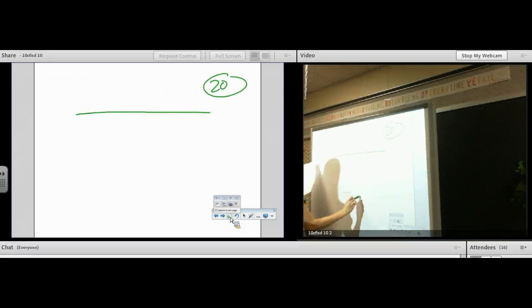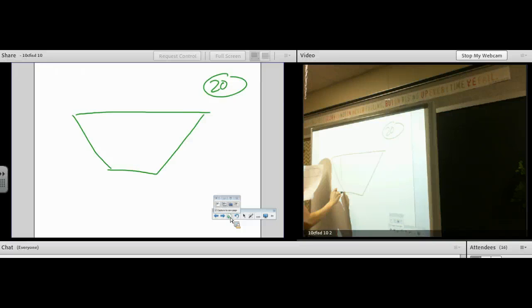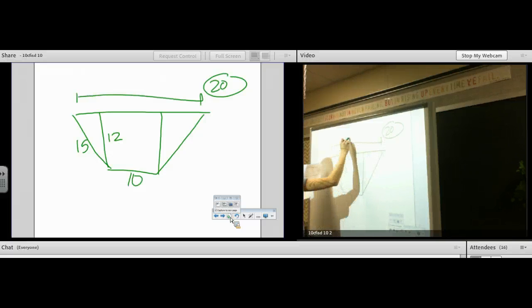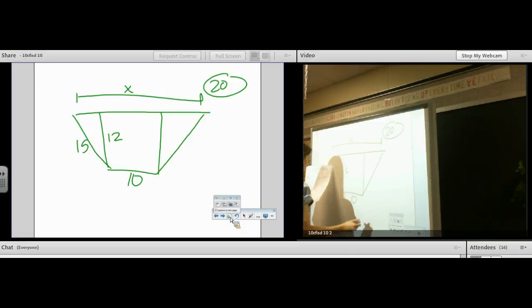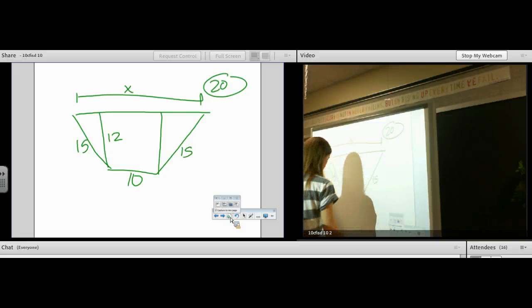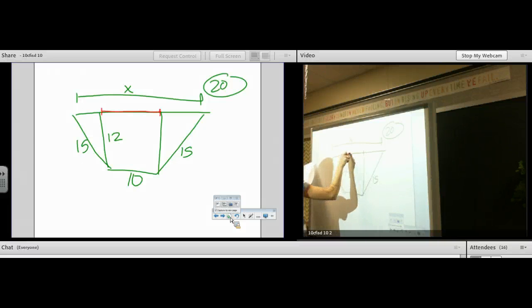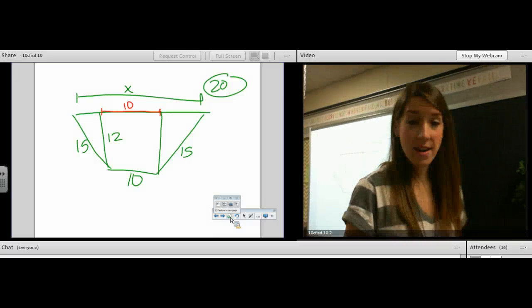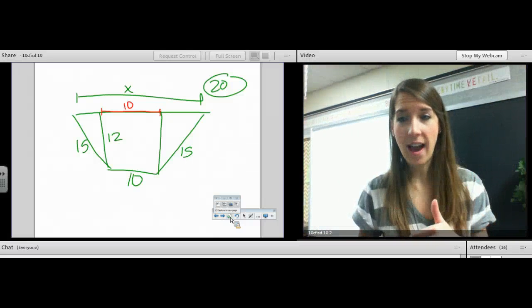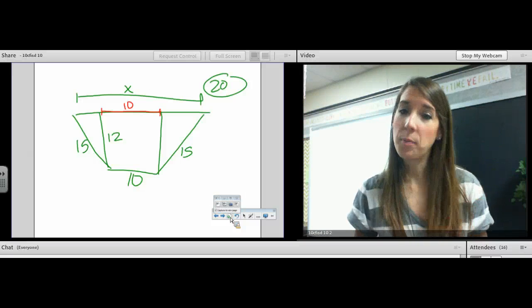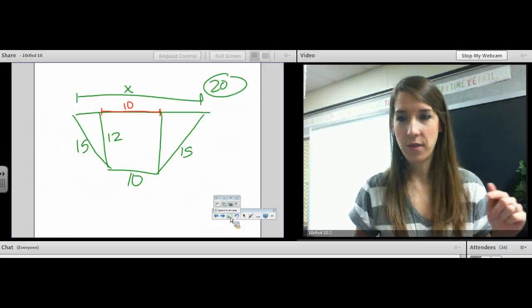Another trapezoid. What do we got? We've got 12, we've got 15, we've got 10, we've got x. It's isosceles. So let's take the 10 and bring it here. We know 10 goes here. Another Pythagorean triple. It's 3, 4, 5, but when you triple it, it's 9, 12, 15.